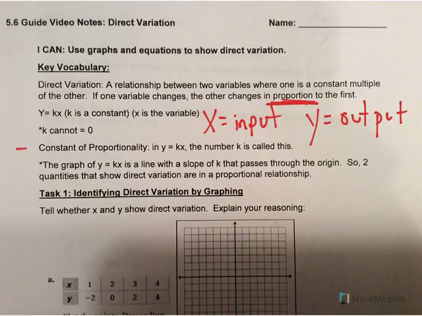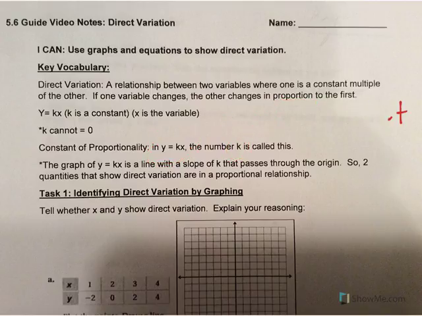Constant of proportionality in y equals kx. K is your constant of proportionality in y equals kx. When the equation is in that form, we'll discuss how to get equations into that form. And not all equations can be put into that form. The graph of y equals kx is a line with a slope of k that passes through the origin. So two quantities that show direct variation are in a proportional relationship.